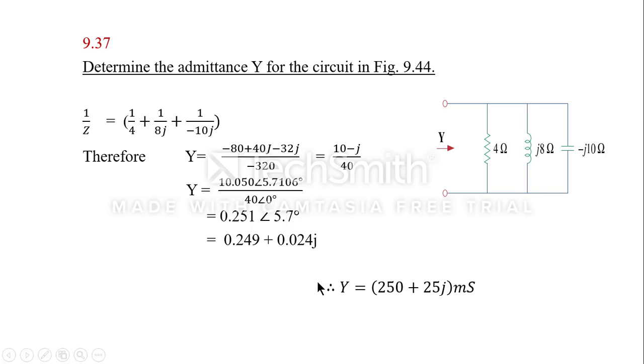Thus, admittance is equal to 250 plus 25J. We can make this as an approximation. Since I got this as 249, I can approximate this to 250. And actually, I had got 0.0249. I just rounded it off to 24, and here I've written it as 25. So the answer admittance is equal to 250 plus 25J millisiemens.